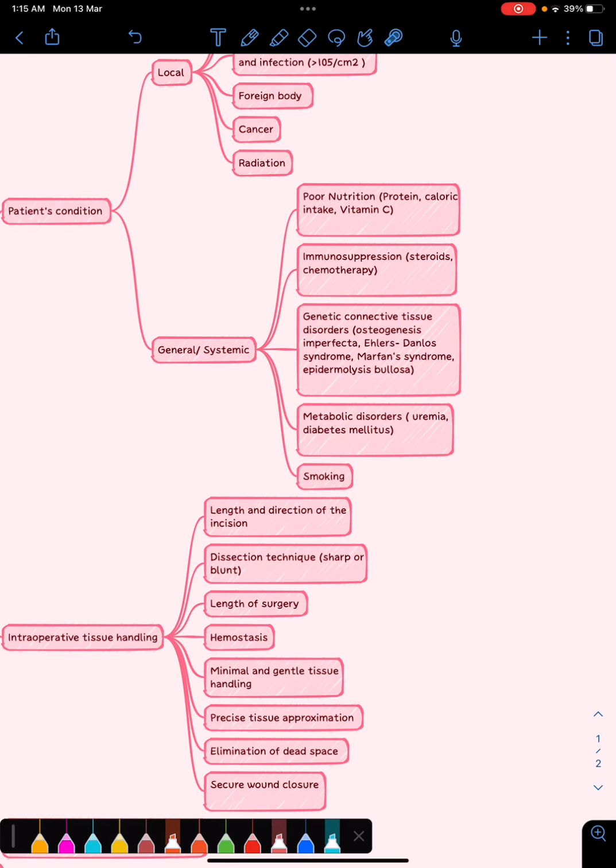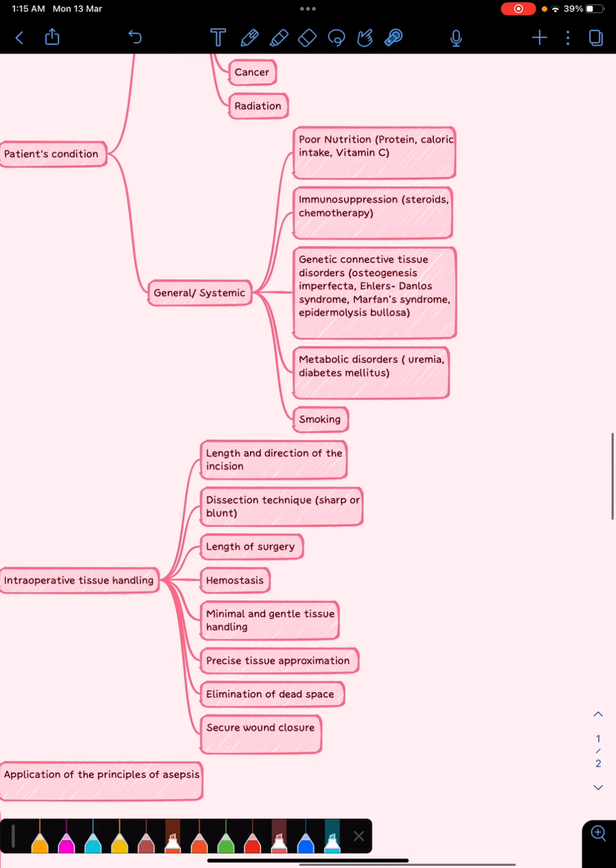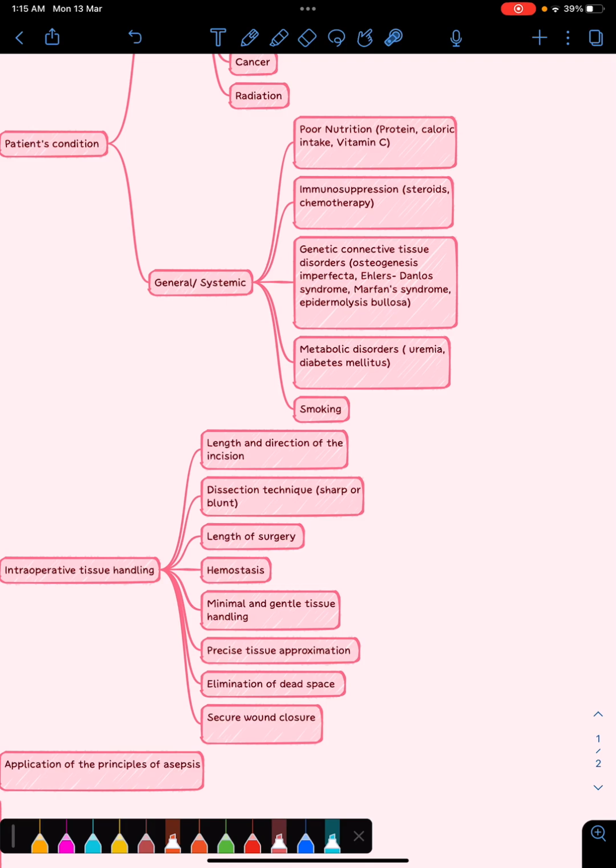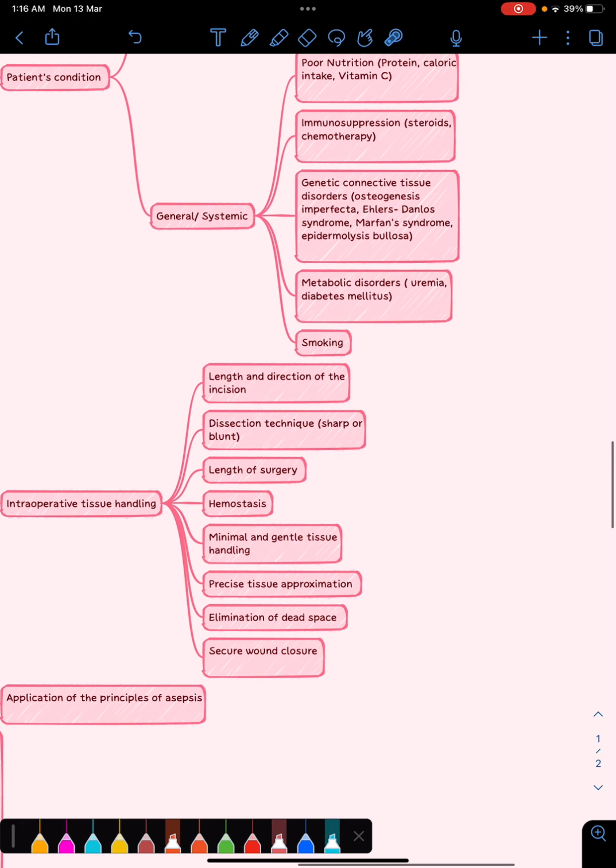Immunosuppression, steroids, and chemotherapy could also delay the wound healing. Genetic connective tissue disorders such as osteogenesis imperfecta, Ehlers-Danlos syndrome, Marfan syndrome, epidermolysis bullosa, all of these conditions could delay the wound healing, because these are having some sort of problem in the collagen or the fiber formation, so it delays the wound healing.